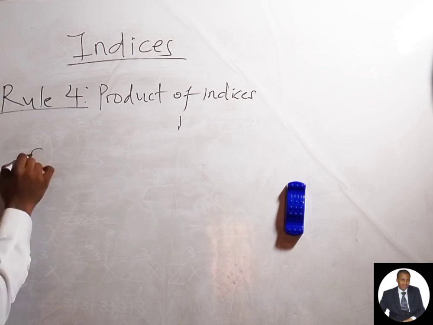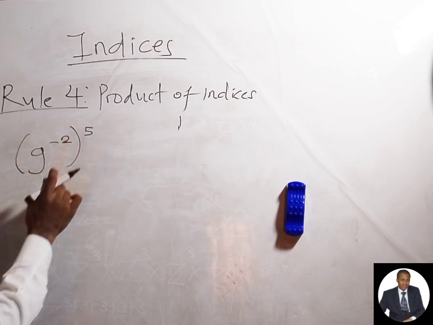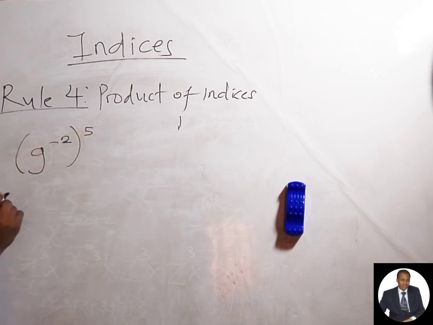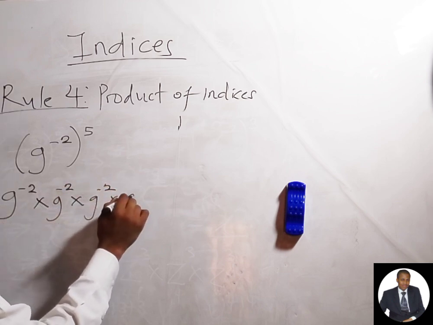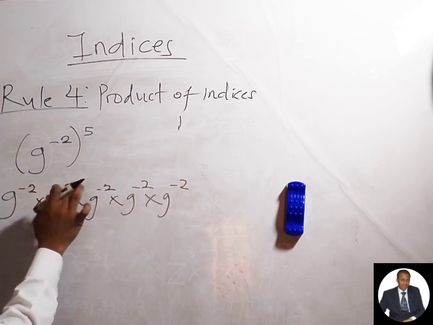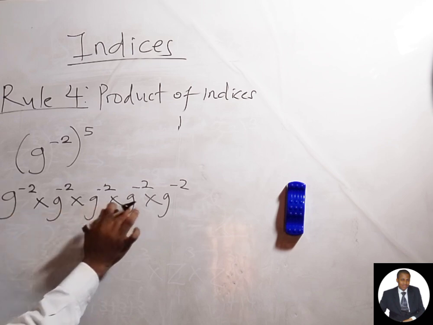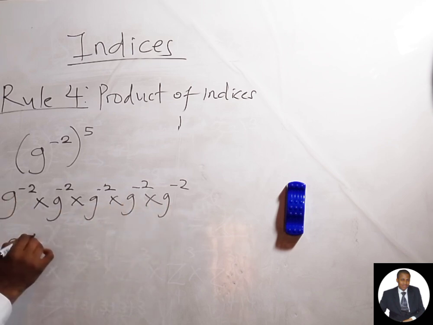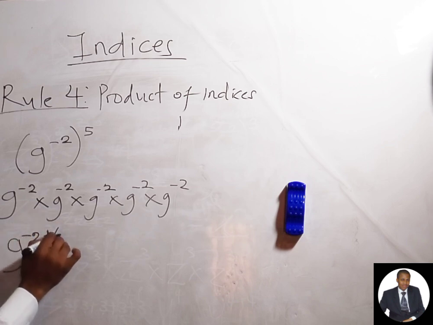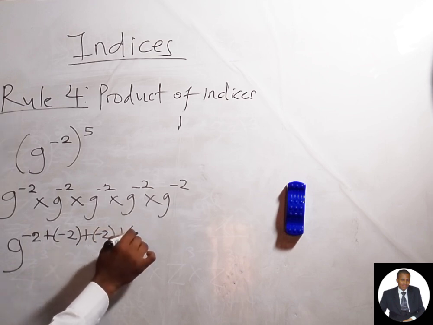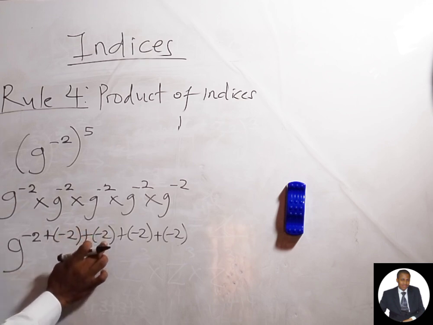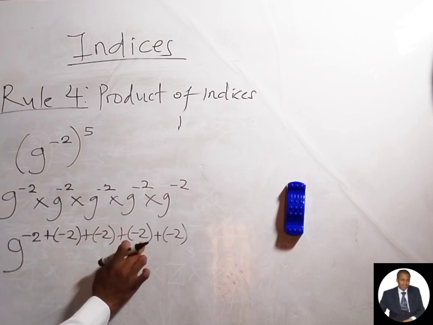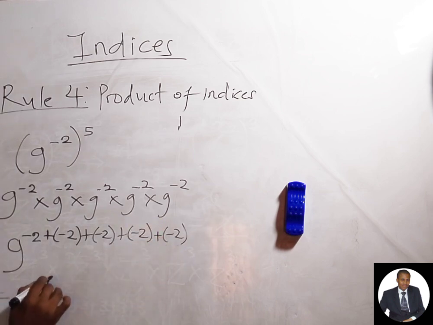Number 3, g minus 2 to the power of 5. What is here in 5 places? g minus 2 times g minus 2 times g minus 2 times g minus 2 times g minus 2. 1, 2, 3, 4, 5. This gives us a common base. We pick one of the bases, g, then minus 2, minus 2, minus 2, minus 2, minus 2. Minus 2 plus minus 2, that's minus 4. Minus 4 plus minus 2, minus 6, minus 8, minus 10. So what do we have? g^(minus 10).